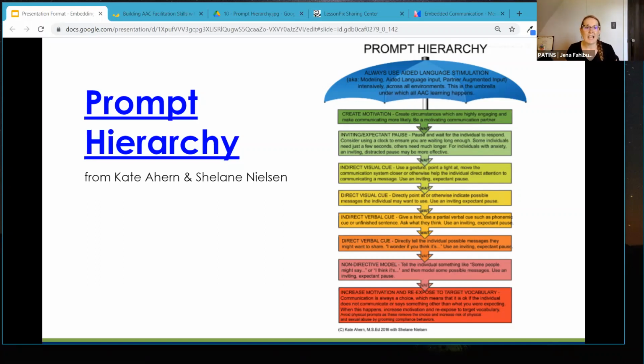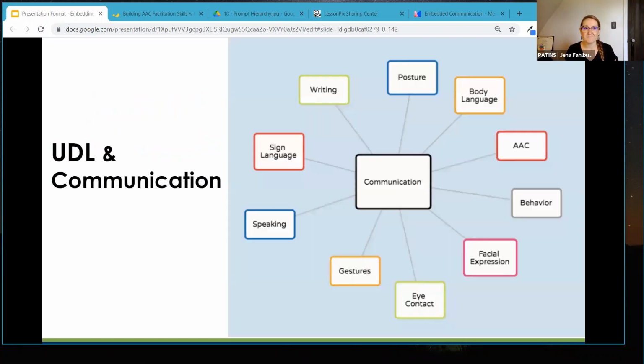Yeah. So here's a hierarchy that you can access. This is a live link on the slide to work through those prompts, from creating motivation all the way down to increasing that motivation and exposing target vocabulary. And I think we can solidly end on what UDL and communication means. Basically, communication is all of these things. It's sign language, it's AAC, it's speaking verbally, it's behavior, as Jenna mentioned. Being behind with your processing, when you don't process what something says, people interpret that as maybe a behavioral issue instead of you just trying to catch up. So there are so many things that we need to think about with communication.